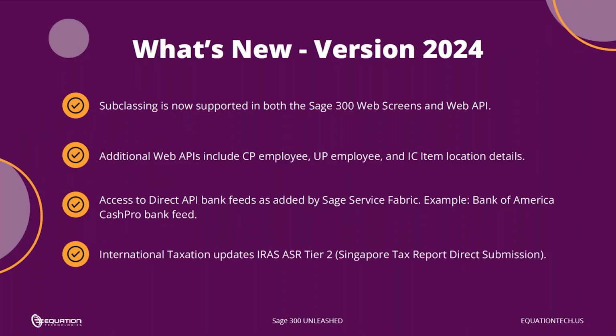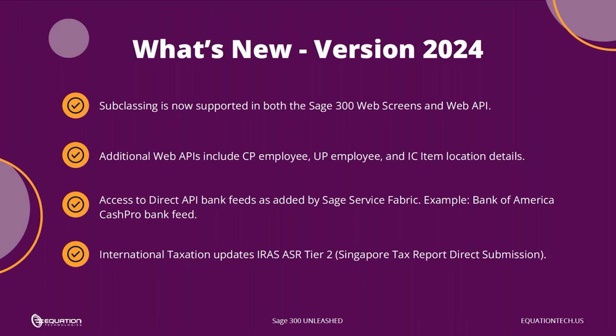A few other things, a little more on the technical side of things. There's some subclassing that's now supported. So for customizations and some third-party development, that's really critical. Additional web APIs have been released for Canadian payroll and US payroll. And most importantly, I think, the inventory control item location details, especially for those of you who have websites and want to make calls to Sage to get what inventory is on hand, that is now available.